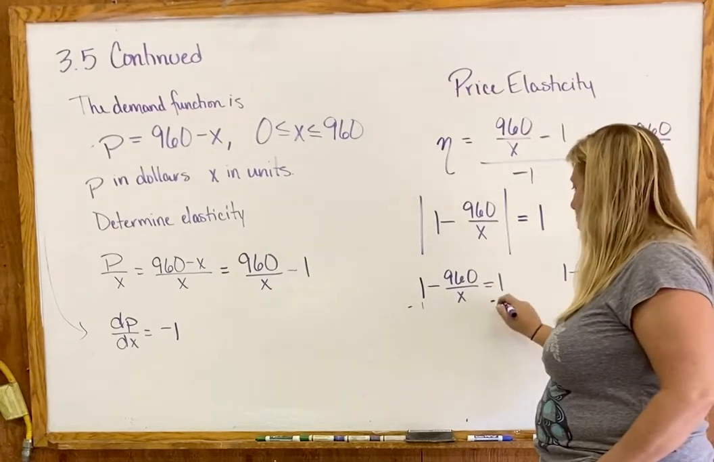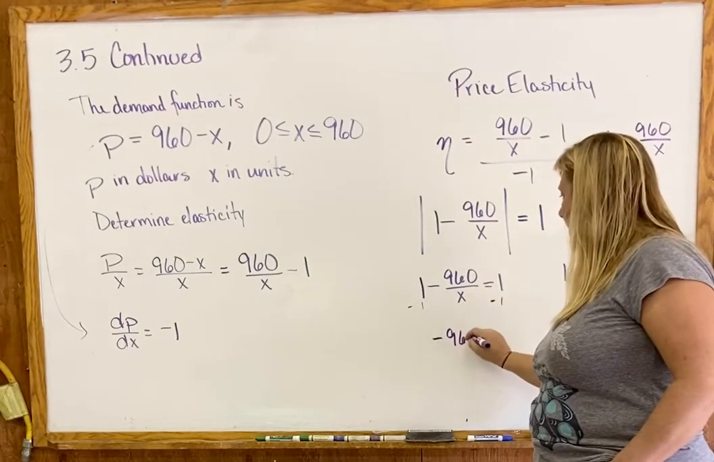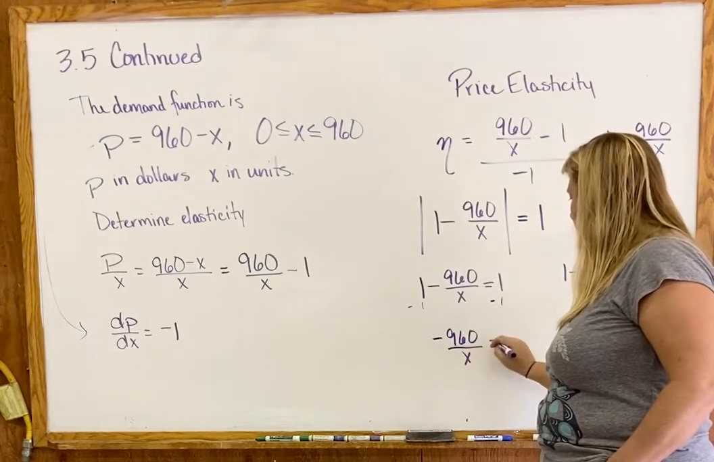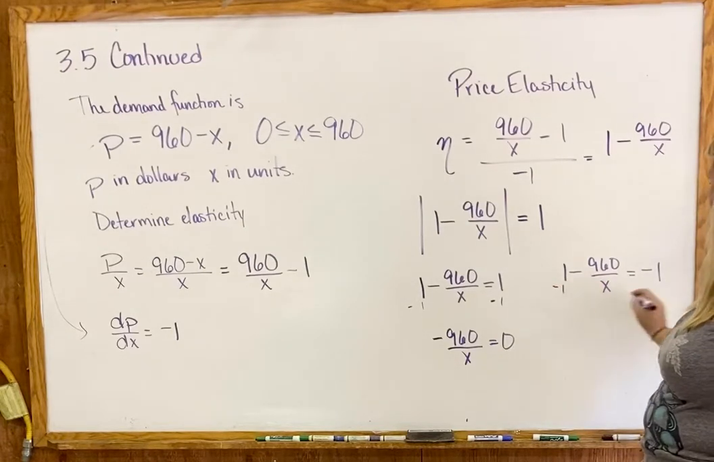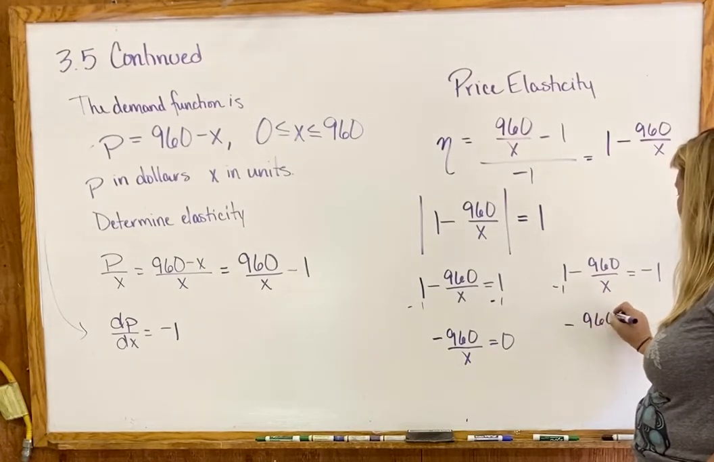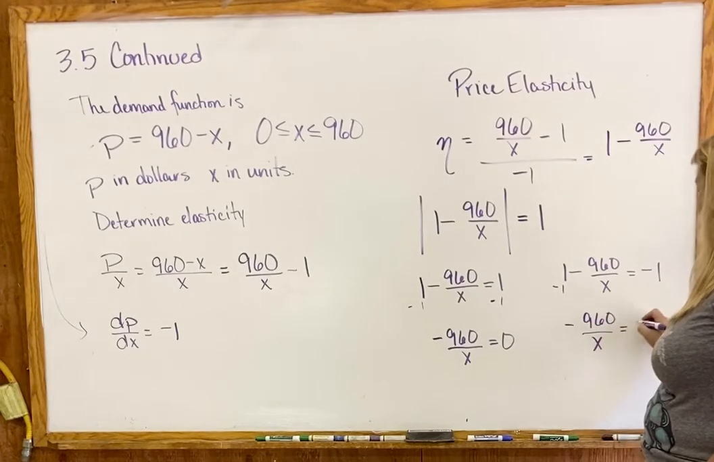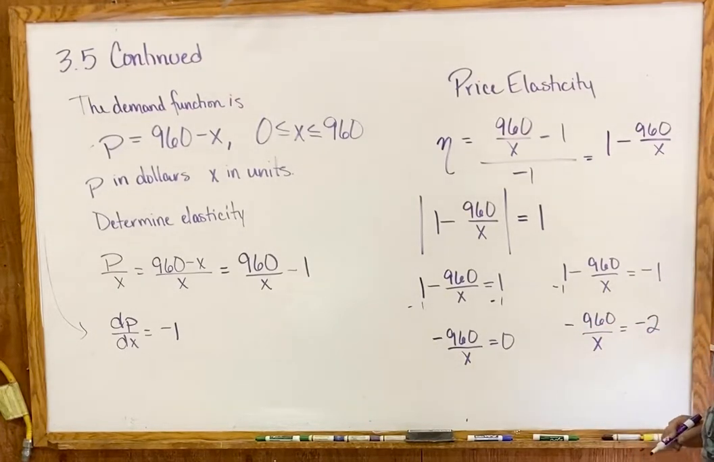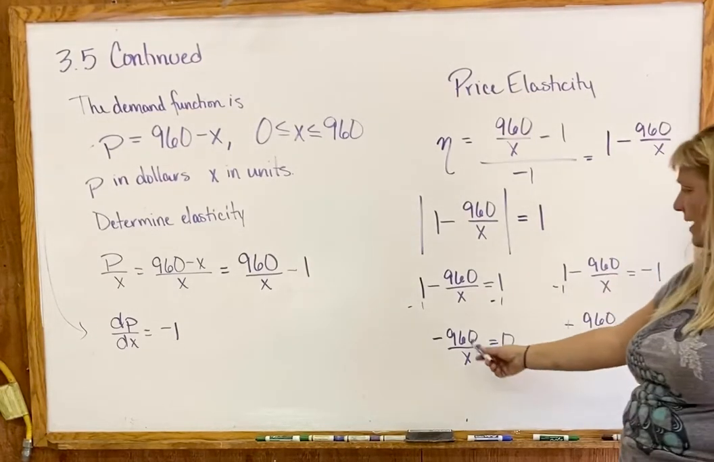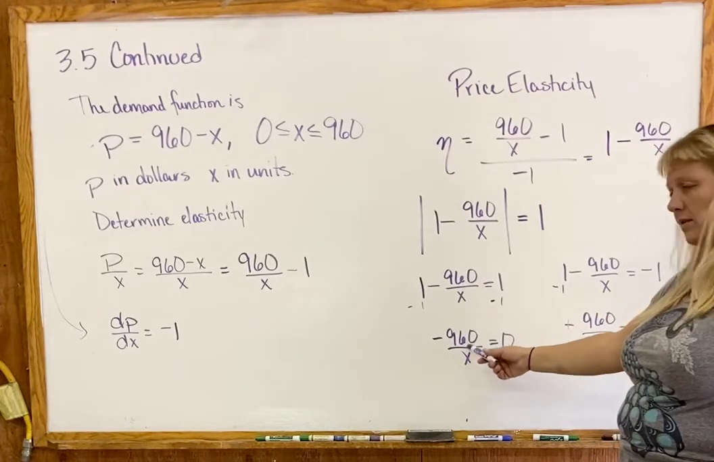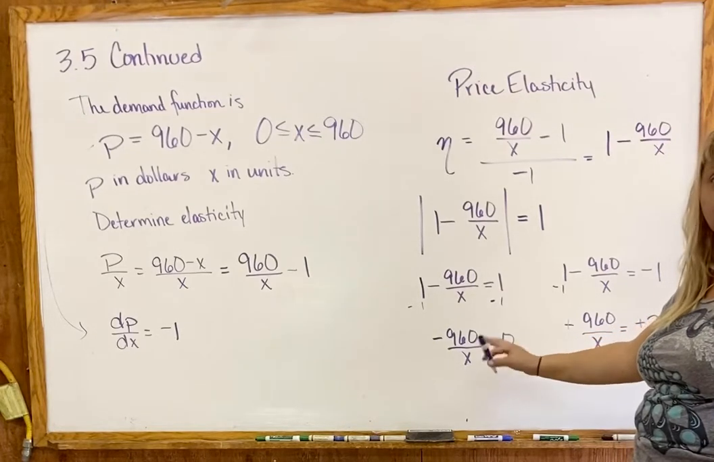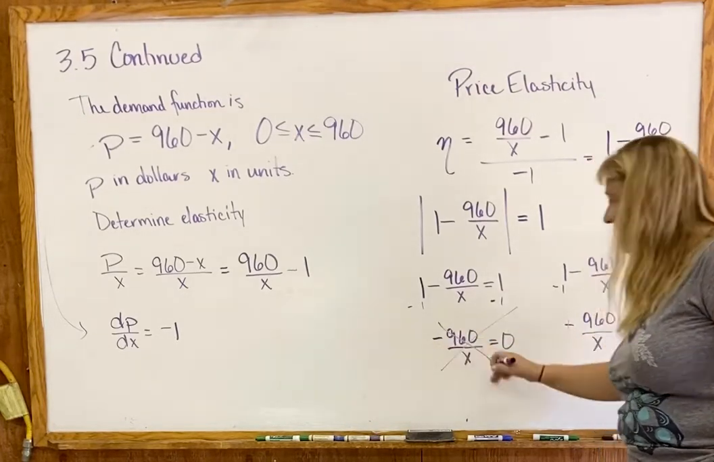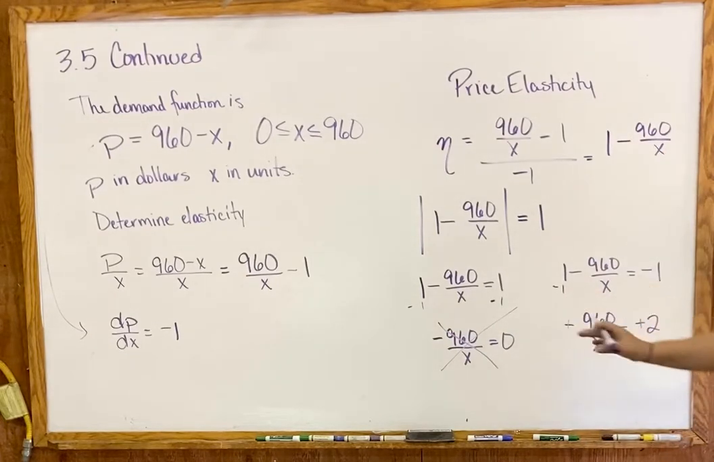If we subtract the 1, we're looking at -960 over x equals 0. And if we subtract the 1 over here, we have -960 over x equals -2. But let's talk about the first one. Is there any way that this is ever going to equal 0? If the top is 0, the whole thing doesn't exist. So this one is not giving us any values we need, which is nice. We can get rid of that equation.